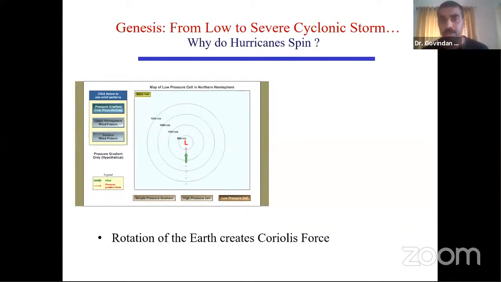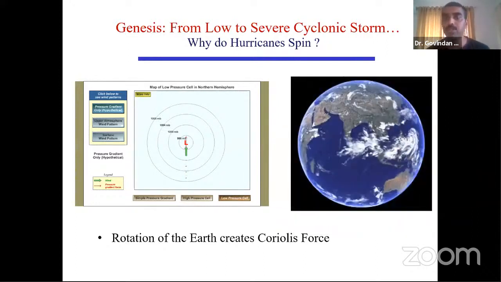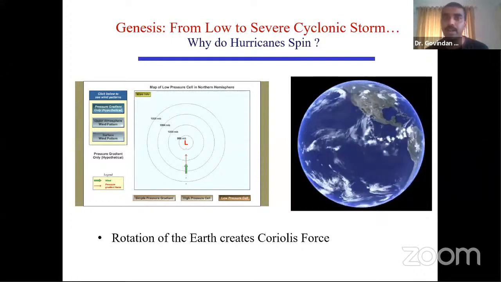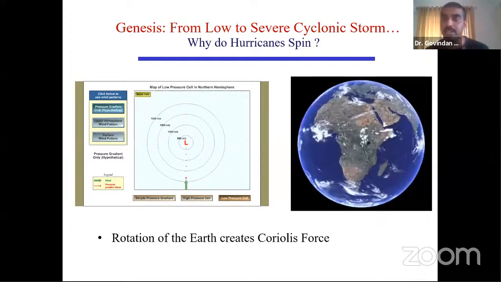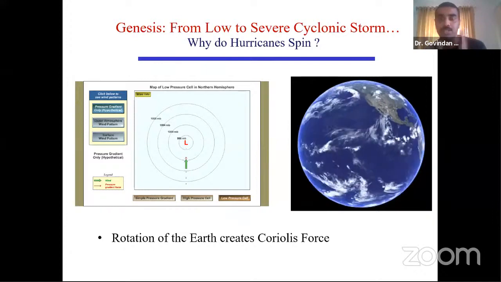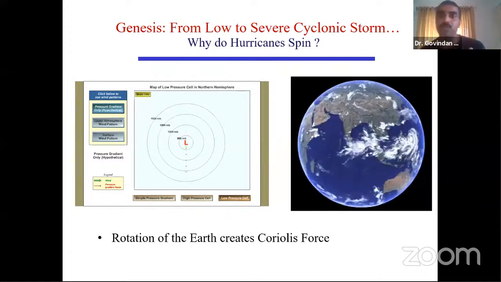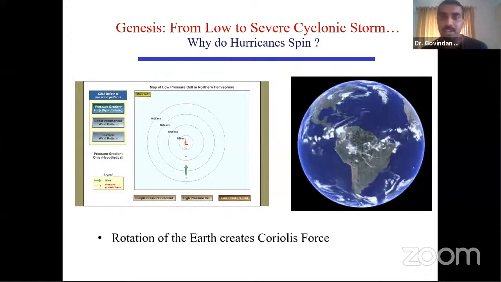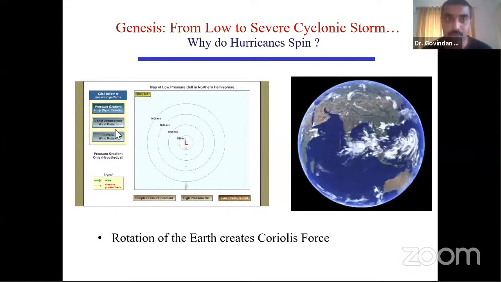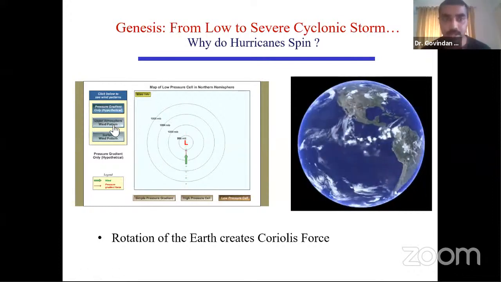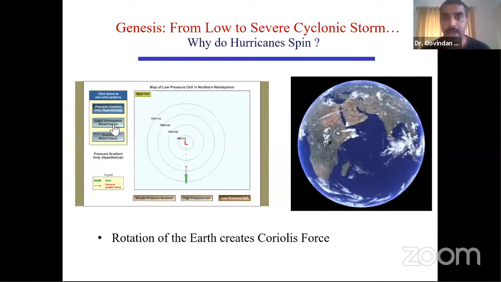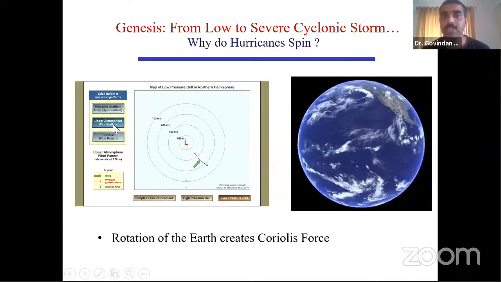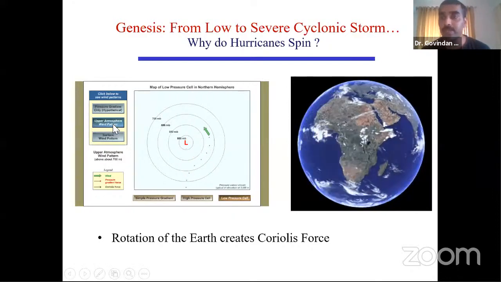Now there is another force which we are actually forgetting, called the Coriolis force, and this Coriolis force is due to the rotation of the earth. Due to the rotation of the earth, another force develops, which is responsible for changing the direction of the wind. You will see a black line here, which is the Coriolis force, and the red line, which is the pressure gradient force.